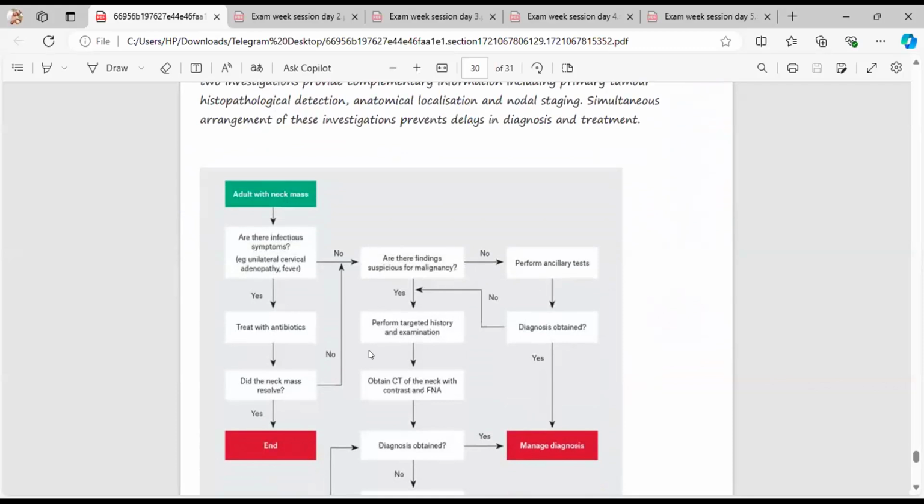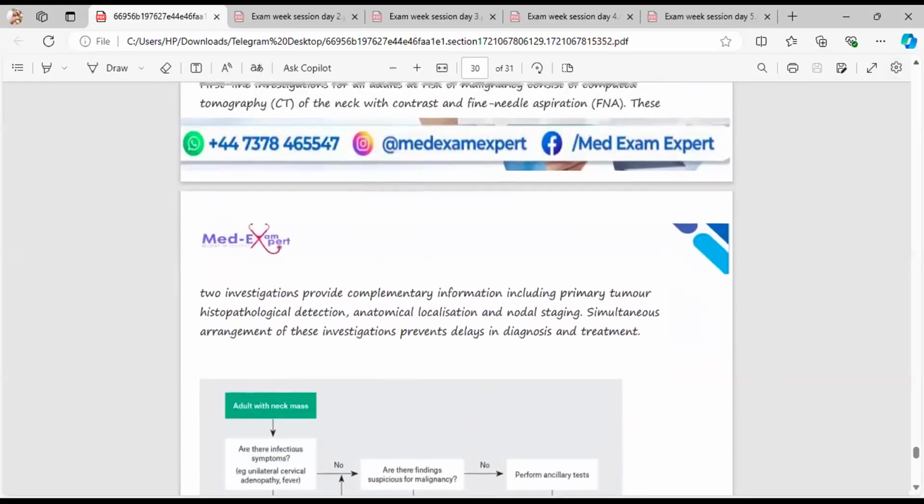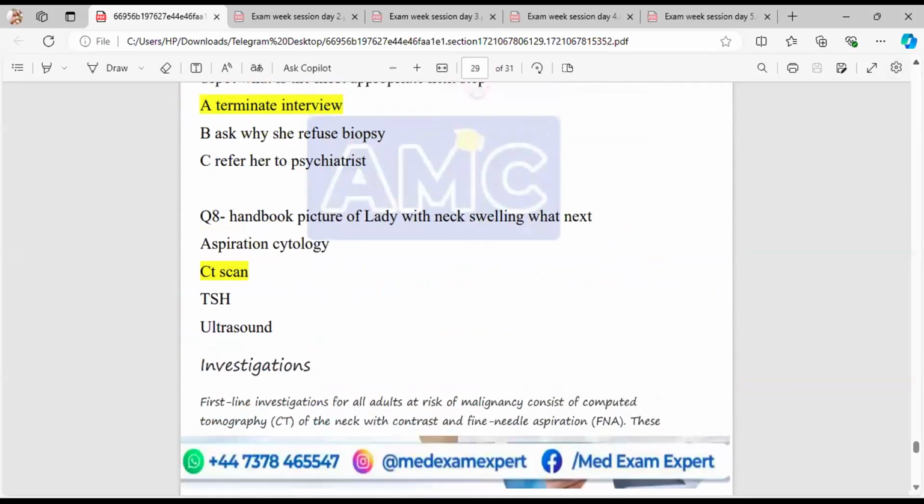I am explaining you both things because the problem is that in the handbook, the question is related to the thyroglossal cyst. The recaller says the handbook picture. So in the handbook, the lady with the neck swelling, the question is related to the thyroglossal cyst, and in that question, the answer is ultrasound. But here the recaller says neck swelling. So we don't know whether this is the same picture of the handbook, or maybe the recaller forgot. Therefore, I explain you both things.